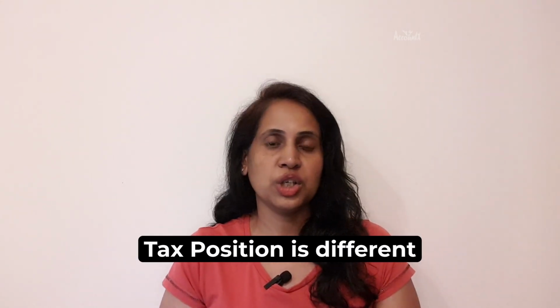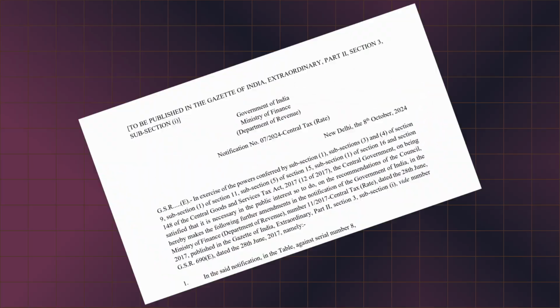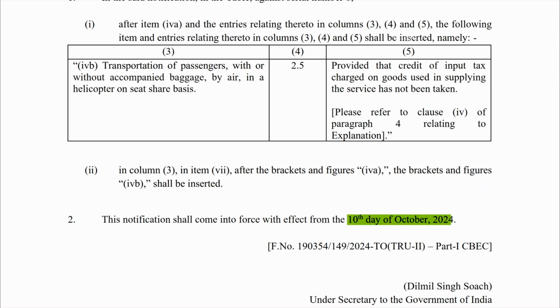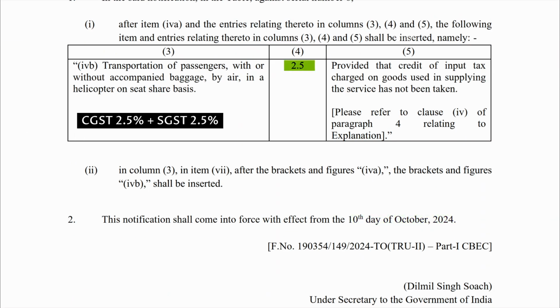But why are these suppliers charging different GST rates for the same service? That's because both these suppliers have taken different tax position. That is, one thinks 5% is correct while the other thinks 18% to be the correct rate of GST. To put an end to this diverse interpretation in the context of helicopter services, CBIC had to come up with a notification to clarify. So from 10th October 2024 onwards, 5% GST would be applicable if you avail helicopter service on seat share basis. Charter of helicopter would continue to attract 18% GST.